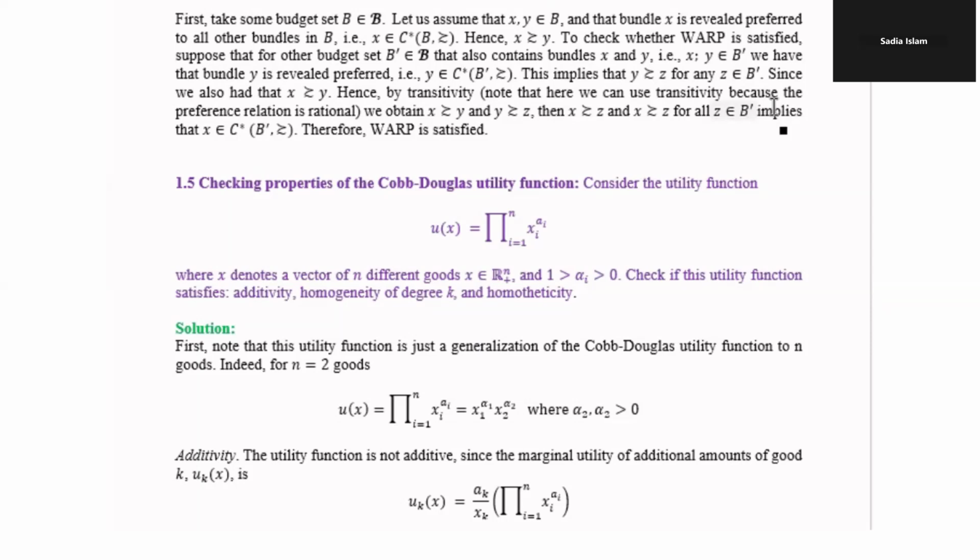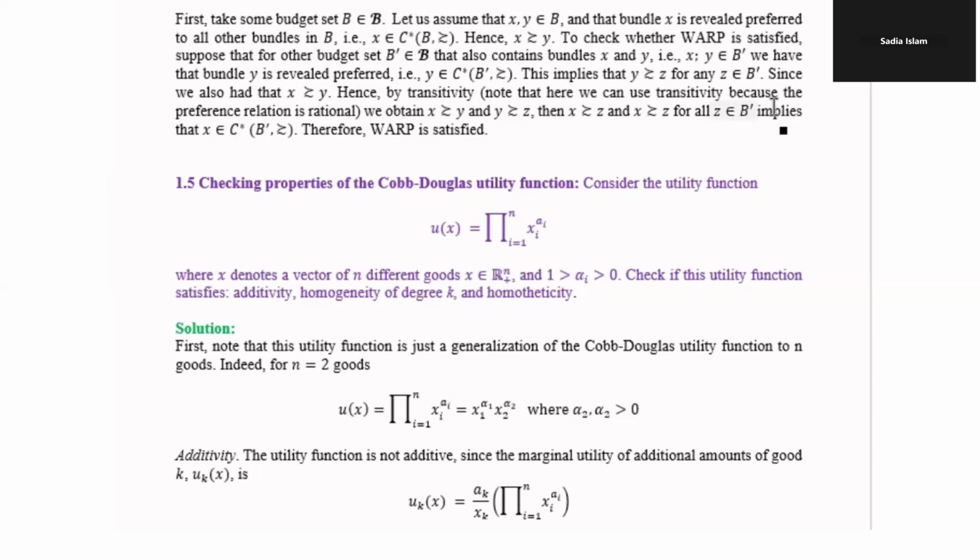And this capital pi basically represents the product of the sequence. So here, that's why we multiply x1 to the power a1 and x2 to the power a2. If there are n goods, then we will multiply from x1 to the power a1 to xn to the power an. So here, a1 and a2 are greater than 0.